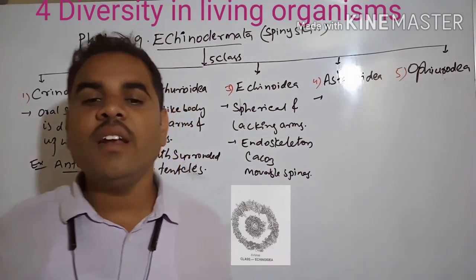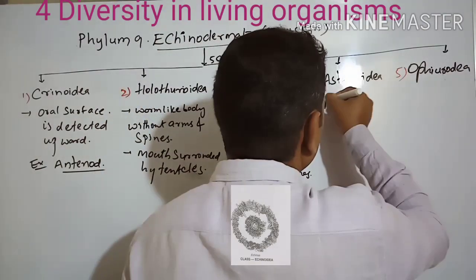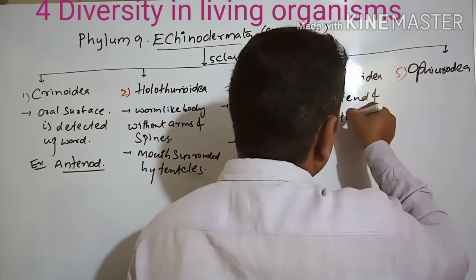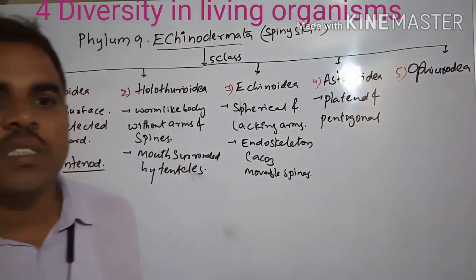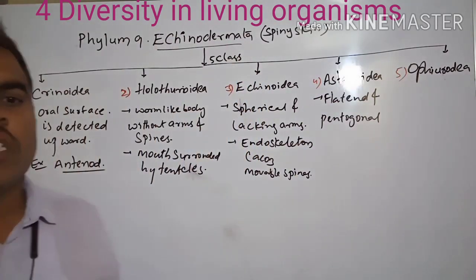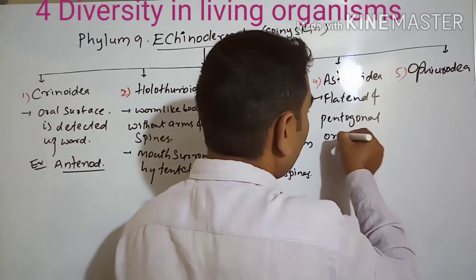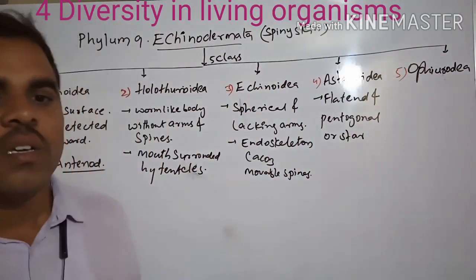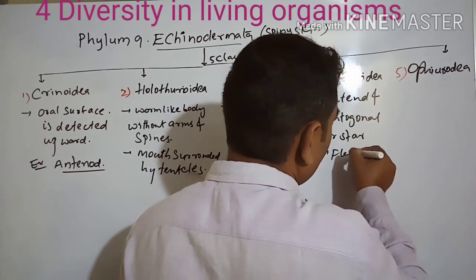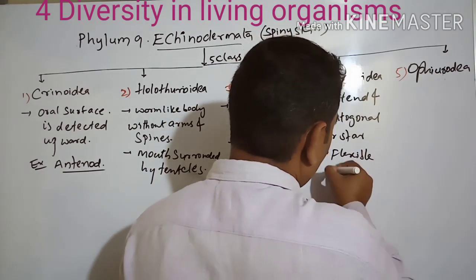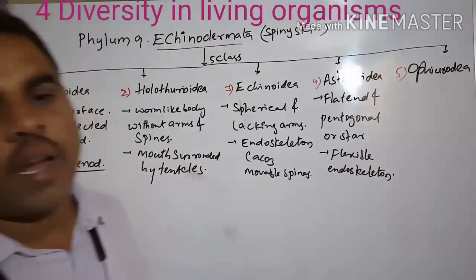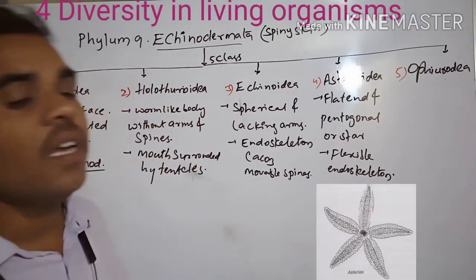Next, Asteroidea. The body is flattened and pentagonal or star-like, with a flexible endoskeleton. The best example is the starfish.